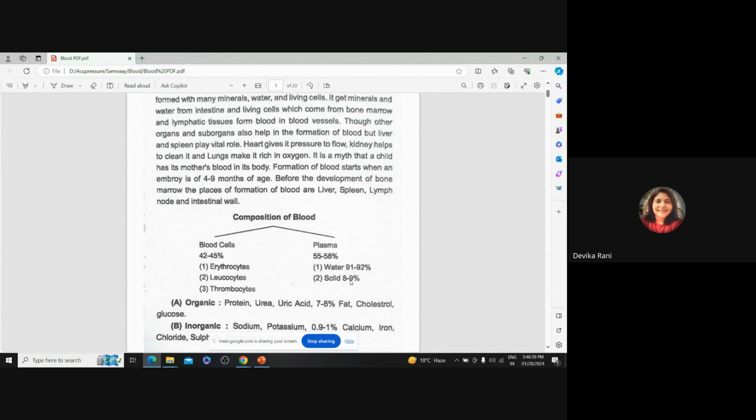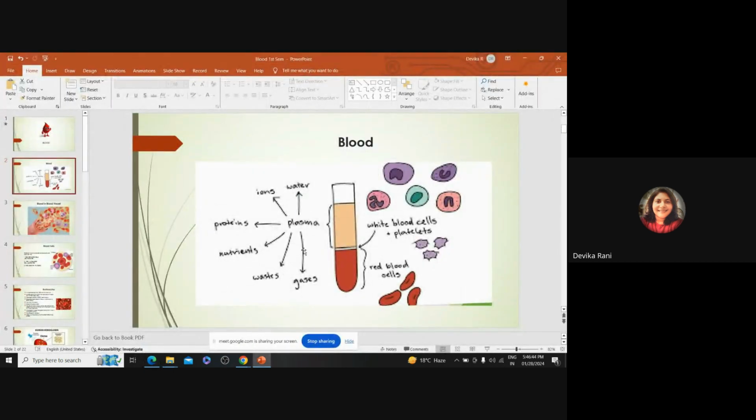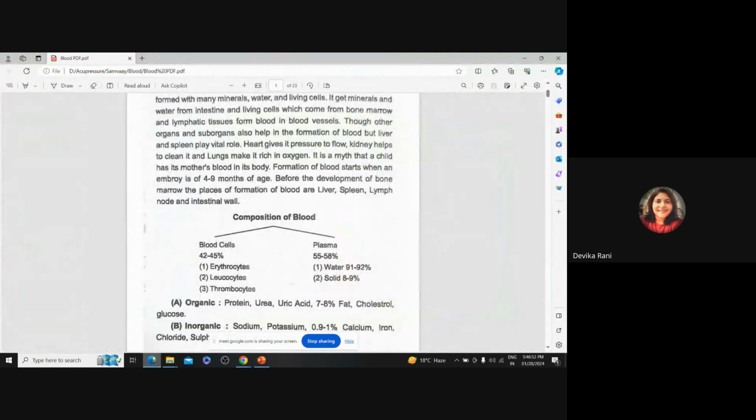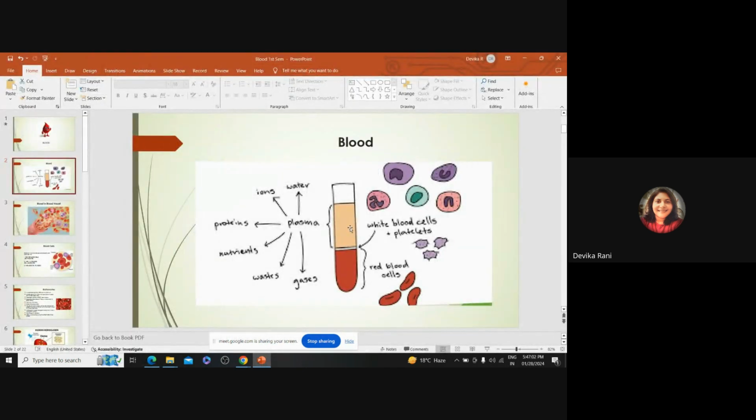So now we've seen the composition of blood. I'll just show it to you over here to help you understand this better. So what did we say? Most of the blood contains plasma, right? It's mostly 55 to 58% plasma and 42 to 45% blood cells. So actually, if you see, it is like this. Most is plasma. Then since the red blood cells, a type of blood cell, are the maximum, you will see red blood cells here, and white blood cells, these, and platelets, which are also a type of blood cells.